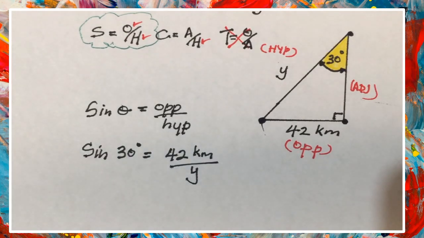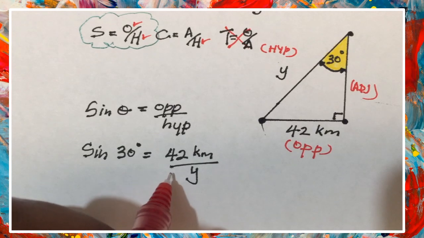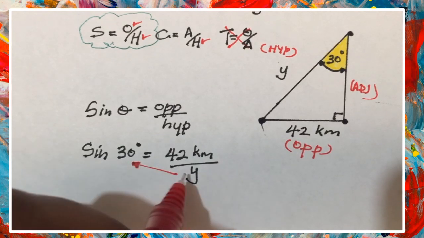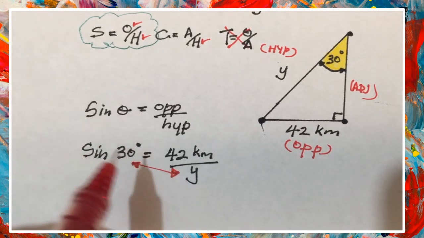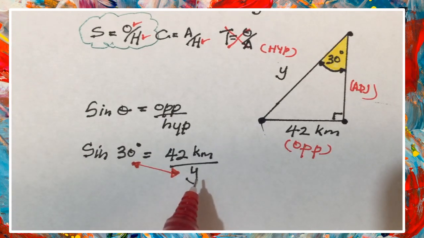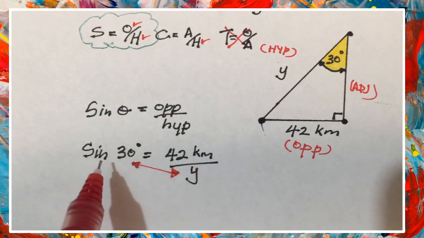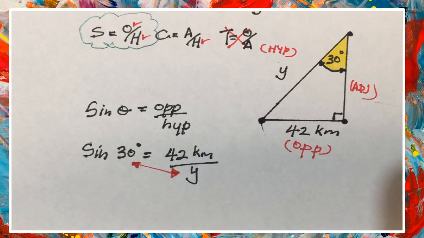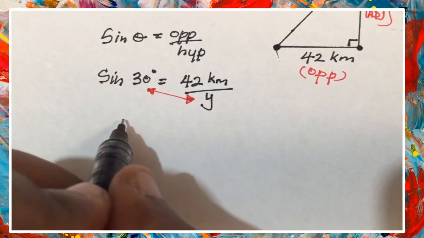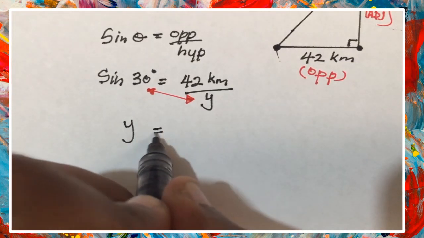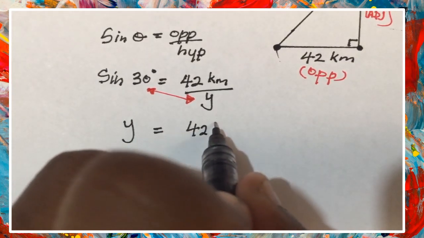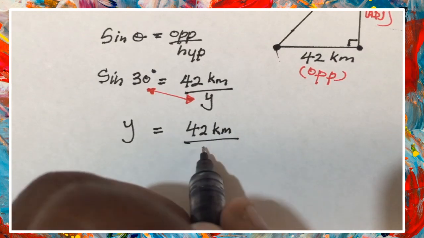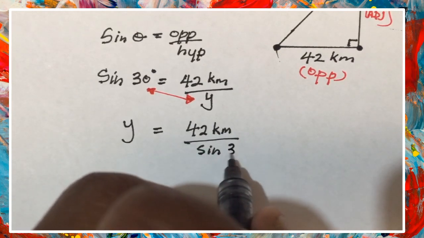Good. So it really becomes very easy from here. We could apply some tricks from algebraic techniques, and look at me, I'm just going to do a swap. So where sine 30 is, I'm going to put y, and where y is, I'm going to put sine 30. So it now becomes y is equal to 42 kilometers divided by sine 30 degrees.